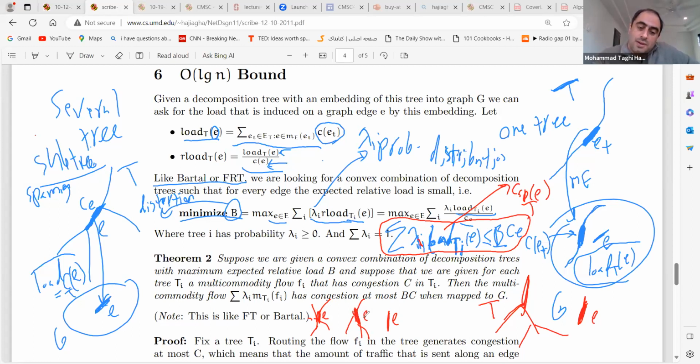And on different trees, you may have different partitions, so the capacity might be different. So you will just consider the expected capacity on these ones, and compare it with the capacity of this edge here. And if it does not exist on a tree, that would be just zero. This expected capacity is at most B times c(e), the original. So this is exactly the corresponding thing, and you can see the correspondence.